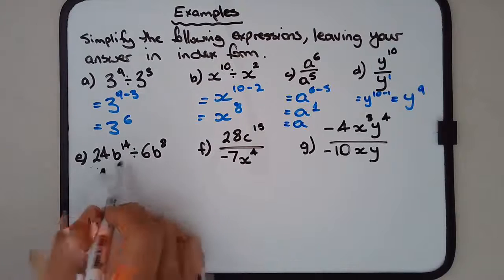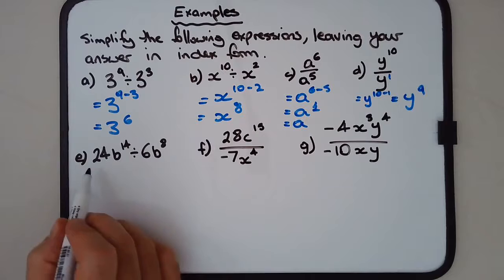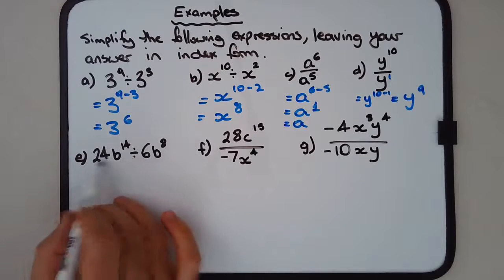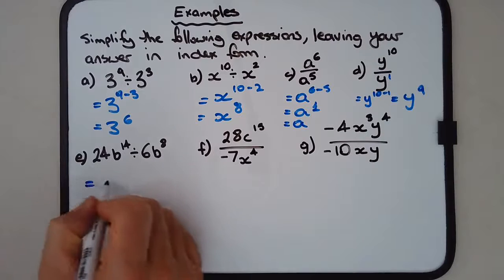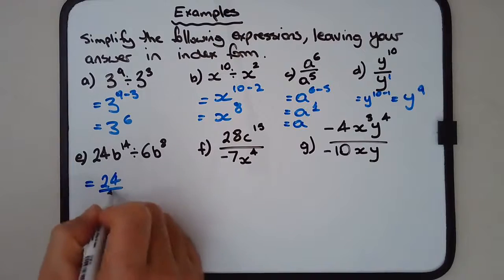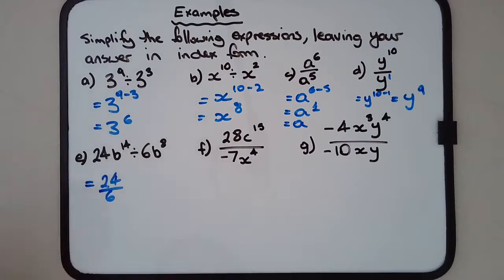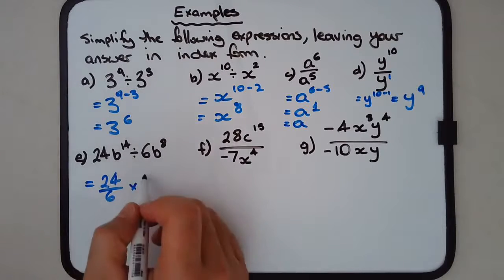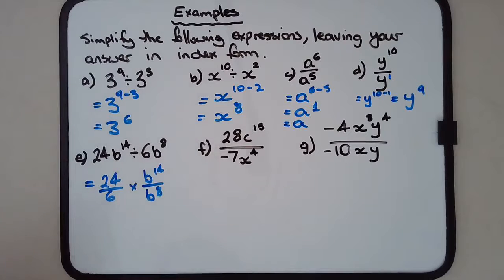Okay, let's have a look at these bottom three examples, so E, F, and G. First one, 24b to the 14 divided by 6b to the power of 8. First thing we do is we divide the numbers. Okay, so this one's an easy one to do. 24 divided by 6. I'll write it this way first so you can see what I'm doing. So 24 divided by 6, I'm writing it as a fraction, and we're going to multiply that by b to the 14 over b to the 8.